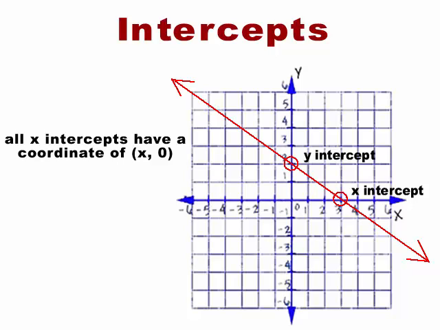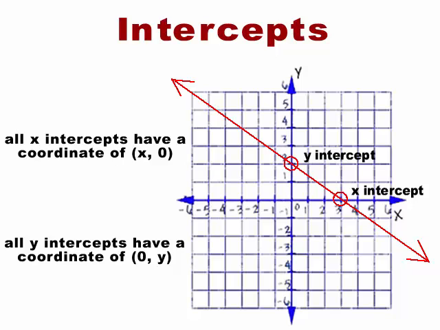You have to remember that all x-intercepts have a coordinate that looks like this: some number that we call x, comma, 0. The second position, the y value, has to be a 0 in order for that point to be considered an x-intercept. Just the same thing for the y, but reversed. The x value has to be a 0.